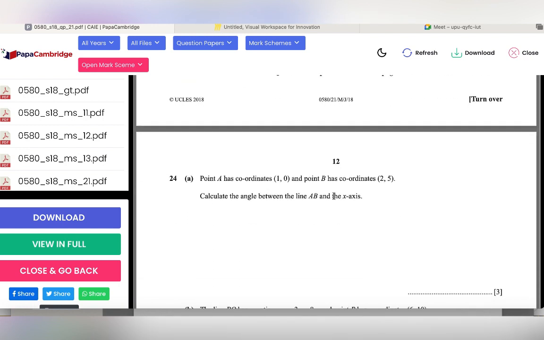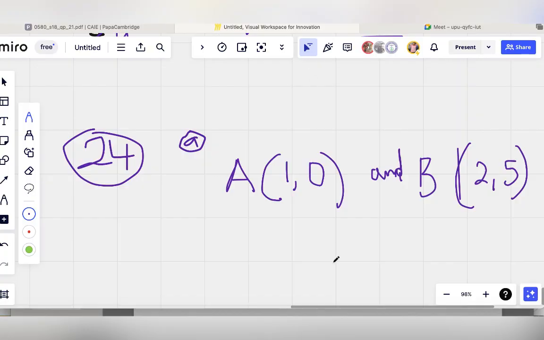2,5. Okay, is it calculate the angle between the line AB and the x-axis? Oh, okay. Between the line AB and the x-axis. Okay, we have to plot point A and point B on something like a graph.